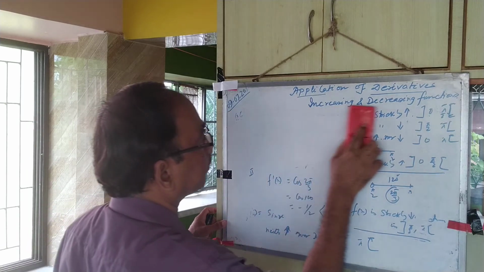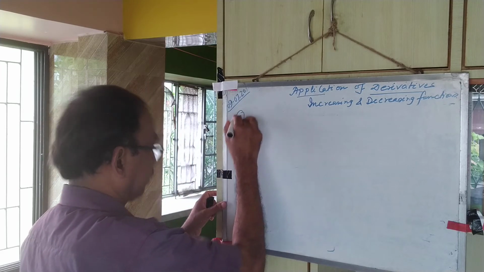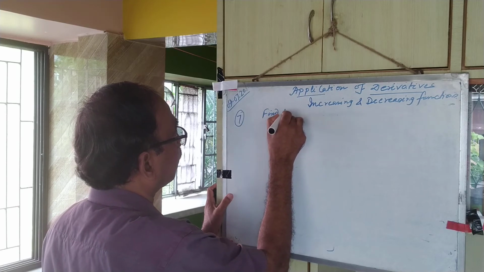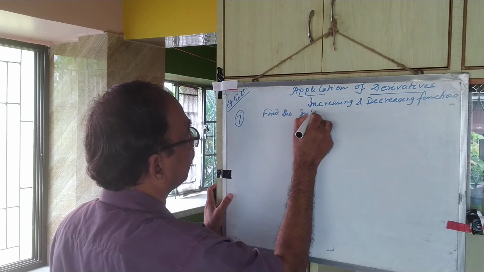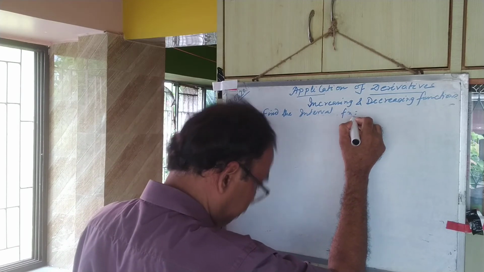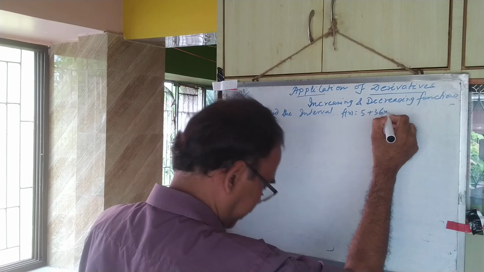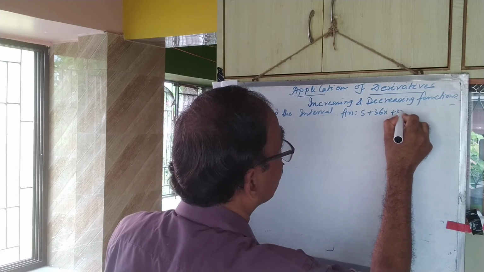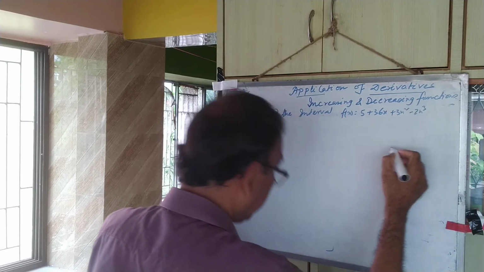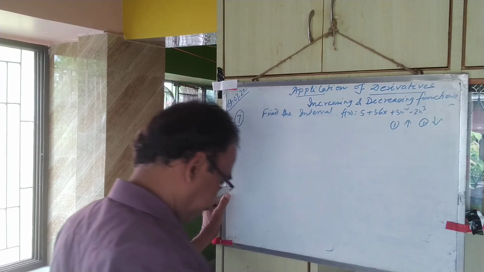Now sum number 7. Find the intervals where f(x) equals 5 plus 36x plus 3x square minus 2x cube is either, number 1, increasing, or number 2, decreasing.